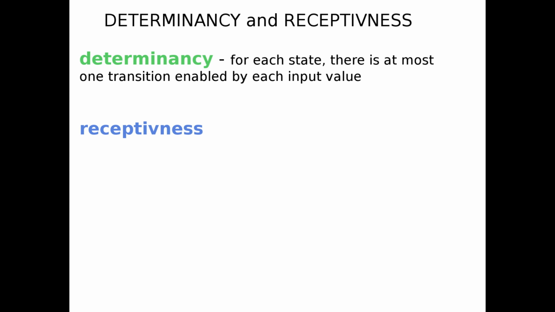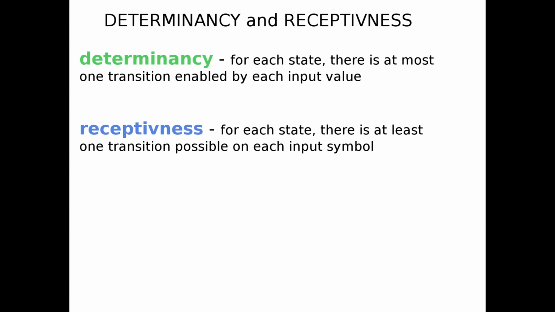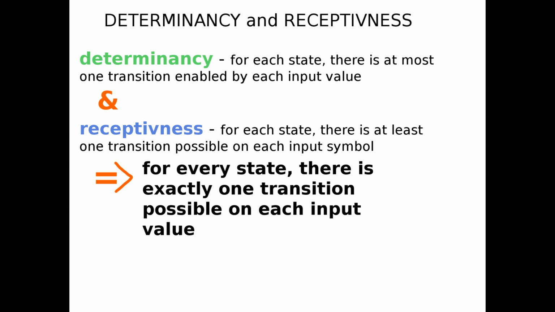State machines can have two important properties, determinacy and receptiveness. A state machine is deterministic if, for each state, there is at most one transition enabled by each input value. A state machine is receptive if, for each state, there is at least one transition possible on each input symbol. If a state machine is both deterministic and receptive, for every state, there is exactly one transition possible on each input value.